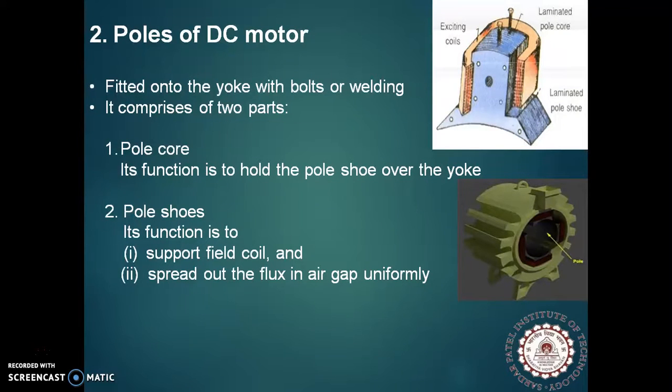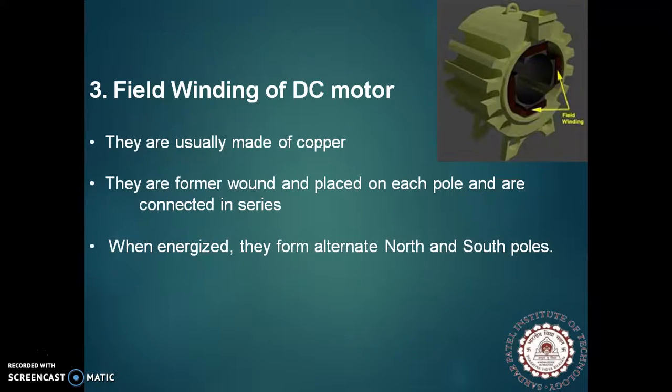Second, the poles of DC motor. They are fitted onto the yoke with bolts or welding, and they comprise two parts, the pole core and the pole shoes. The function of the pole core is to hold the pole shoe over the yoke, and the function of the pole shoes is to support the field coil and spread out the flux in the air gap uniformly.